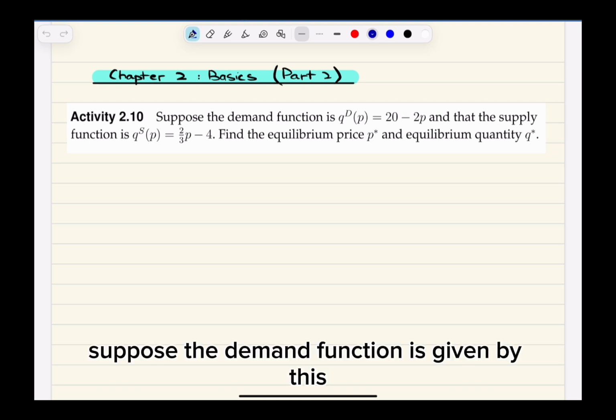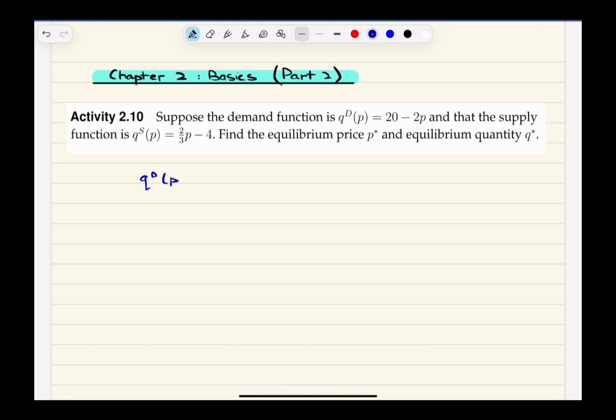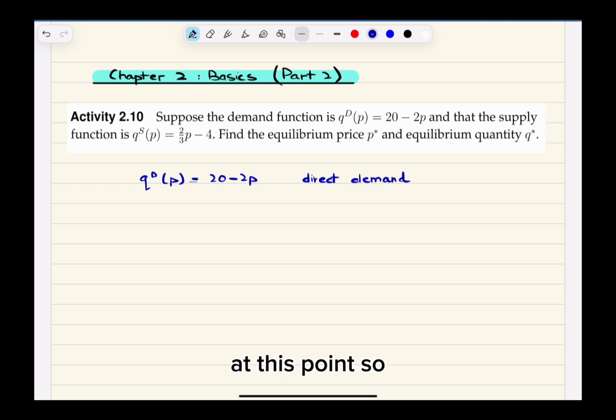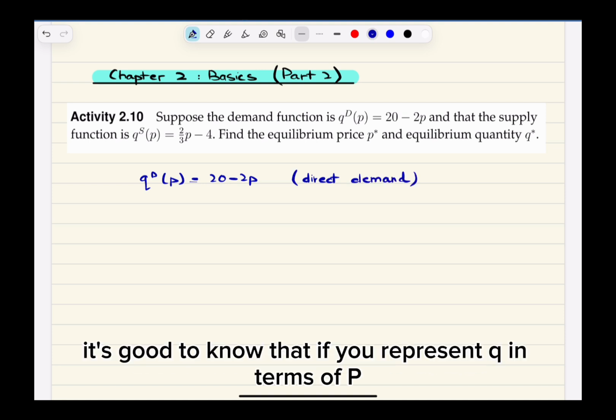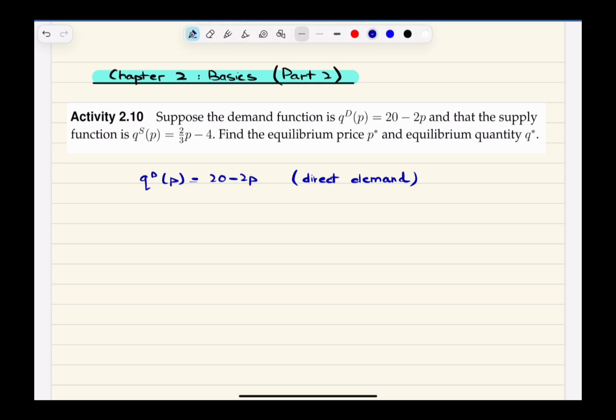Okay, suppose the demand function is given by this. This is the direct demand equation: 20 minus 2p. Remember, this is known as direct demand, because you will be studying introduction to economics as well at this point. So it's good to know that if you represent Q in terms of P, it's called the direct demand, and when you represent P in terms of Q, it's called the inverse demand.